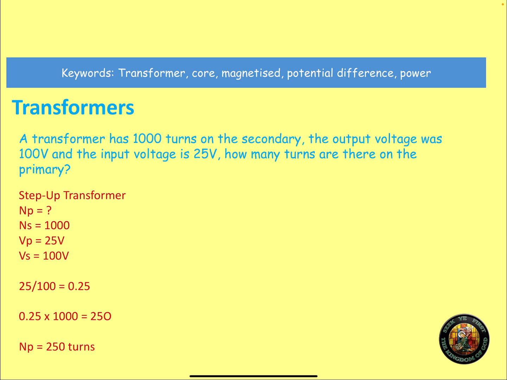Next one, a transformer has 1,000 turns on the secondary. The output voltage was 100 volts and the input voltage is 25 volts. So how many turns are there on the primary? So again, this is what you're trying to work out. The number of turns on the secondary is 1,000. The primary voltage is 25. The secondary voltage is 100 volts. Rearrange the equation again and you should get 250 turns.